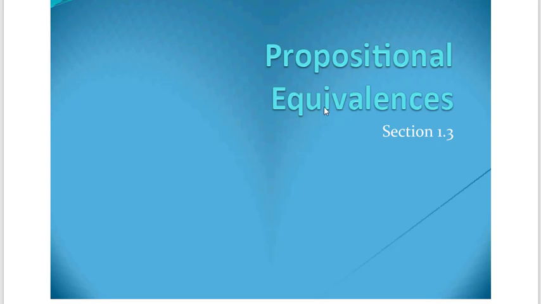In today's lecture, our new topic is propositional equivalence. In the last lecture, we discussed propositional logic, different types of connectives and their truth tables. Also, we talked about compound propositional conditions.